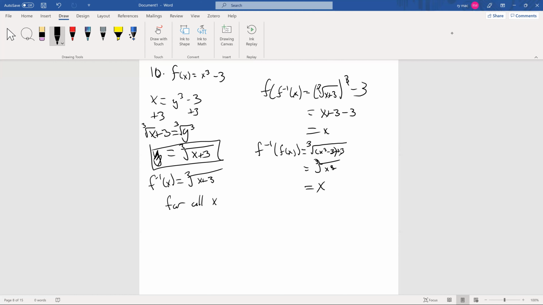Maybe the question doesn't tell you that your original f of x is 1 to 1. Then you could do what we did on number 6 and find the domain of your f inverse and just make sure that there's no x values that you can't plug into your inverse. And then since we verified in part B that they both equal x, the equation is verified.